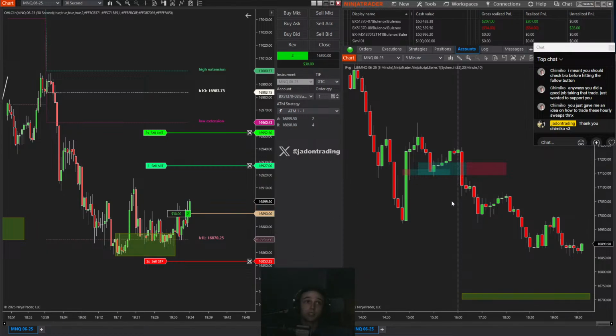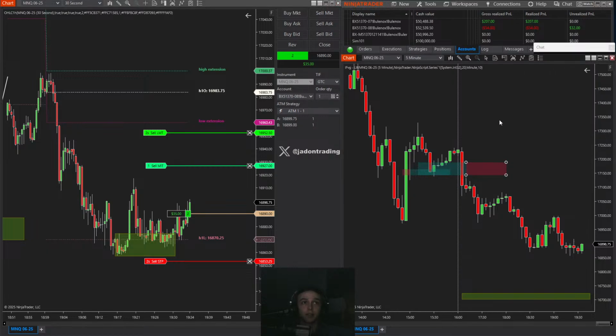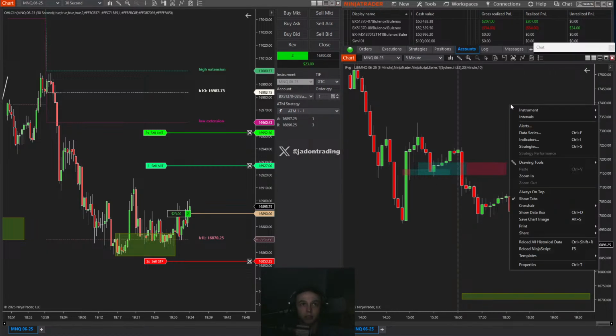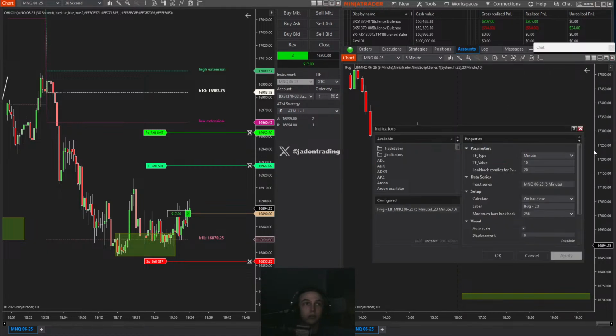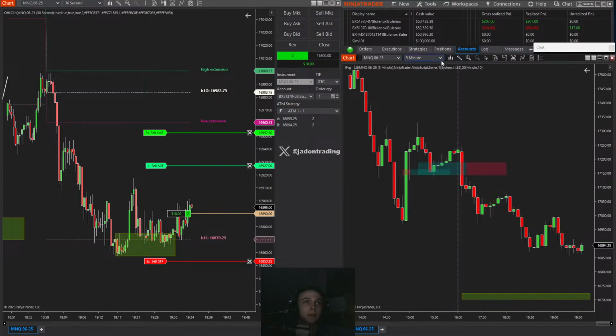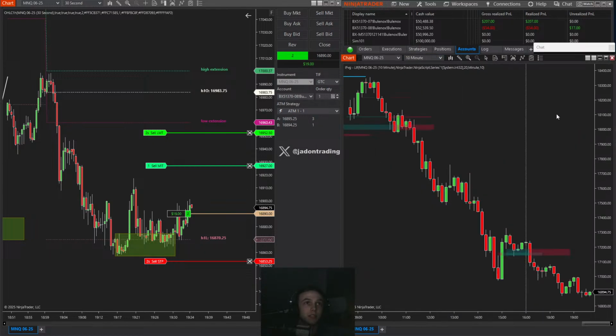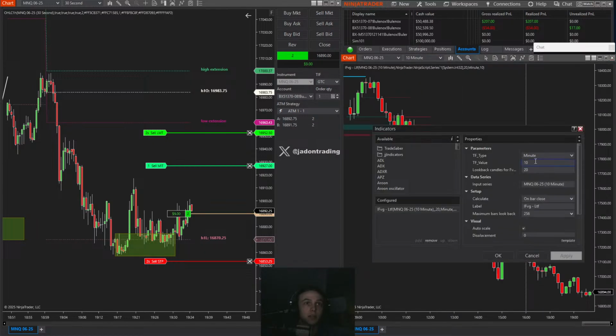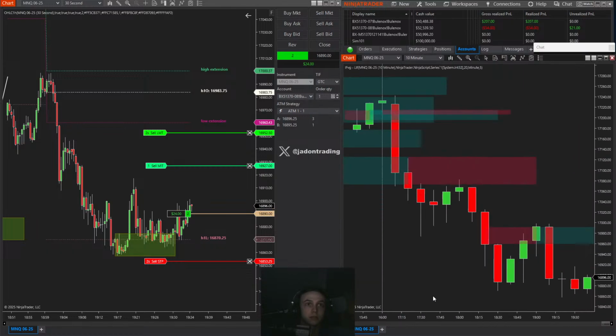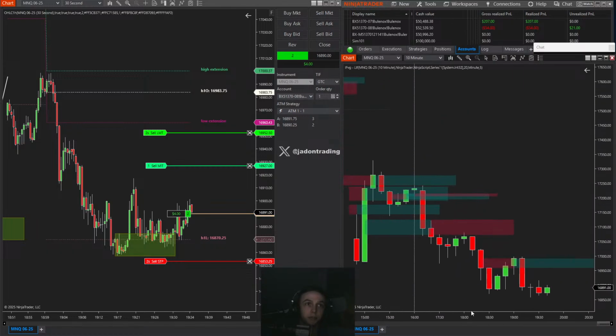This gap was still never filled. This 5 minute gap. What kind of gap is this? It's a custom inverted fair value gap indicator. So this is a 10-minute gap. It's supposed to be on lower time frames. So maybe I need to switch this to 10 minutes and then make this 5 minutes. Then that gives us some pretty good gaps there.